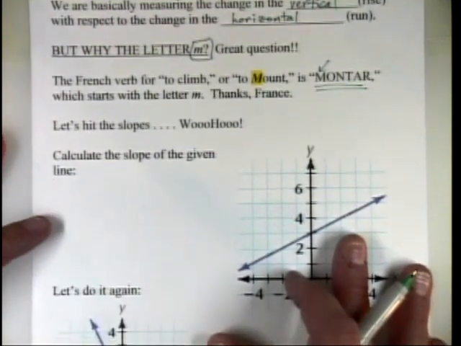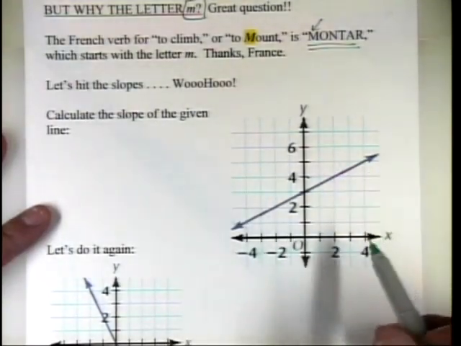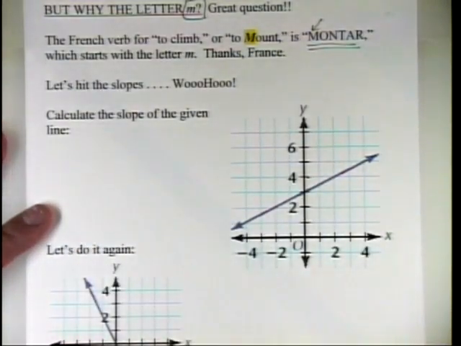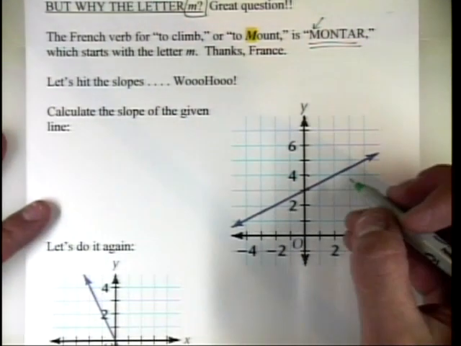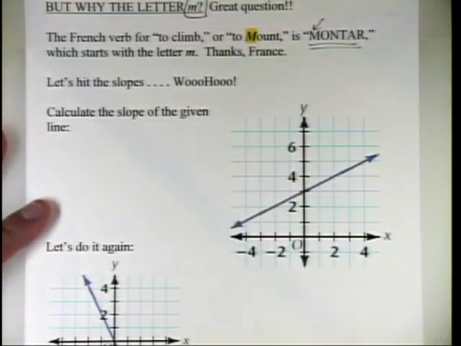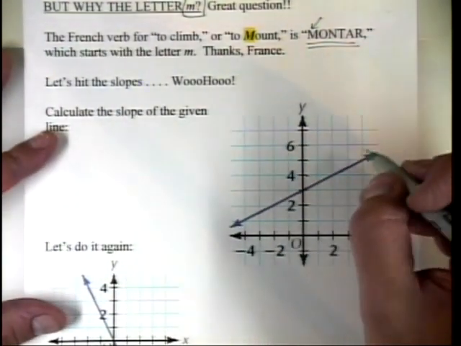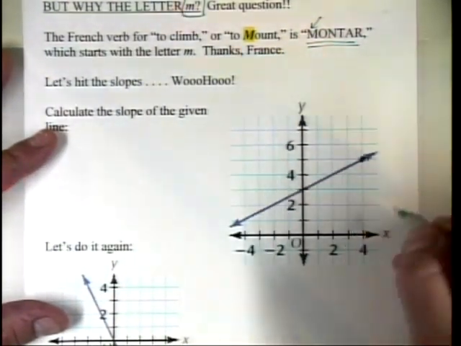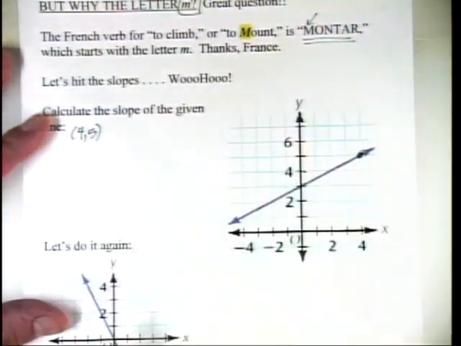Okay. Let's actually hit the slopes. Woohoo! Let's start off by looking at this graph here. You can see the line. We want to calculate the slope of that line. Well, from the formula, we're going to need 2 points. So I'm going to choose some convenient points here that intersect the graph at a nice location. Any 2 points will work. I'm going to choose this point here. That's the point (4, 5), if you remember from a previous episode how to do that.